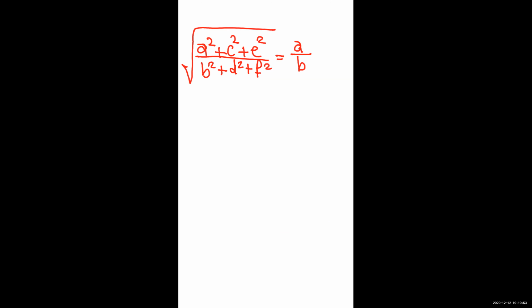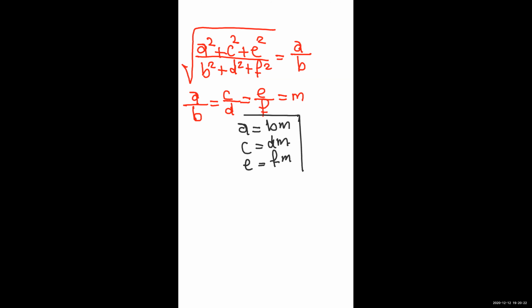Okay, so now we said that A and B and C and D and E and F are proportional quantities. So A over B equals C over D equals E over F, like before exactly. So it will equal M. So the first step: A will equal BM, then C will equal DM, then E will equal FM. Okay, now start your solution.